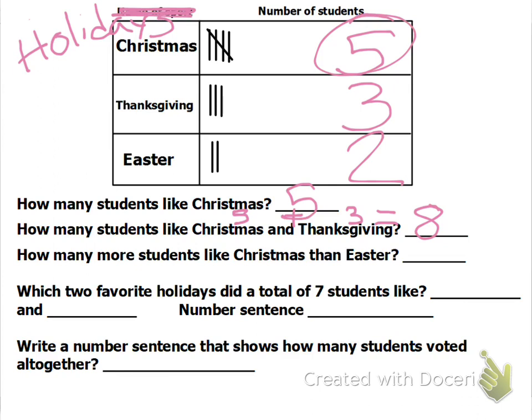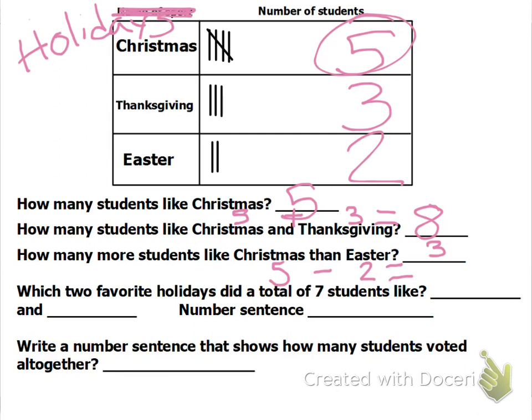How many more students like Christmas than Easter? So we're going to subtract. 5 minus 2 equals 5, 4, 3. So we know that 3 more students liked Christmas than Easter.